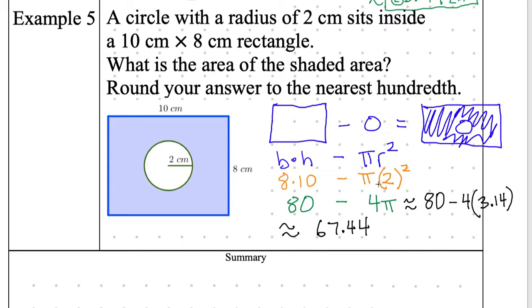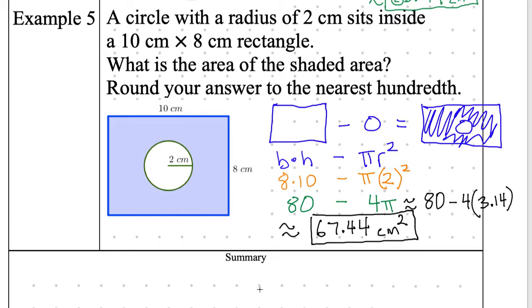Only one person knows the units. 2 people, 3 people, 4 people, 5 people. Gunner. Close. Centimeters squared, because area. There it is. 67.44 centimeters squared. Cool. That is all of the examples.